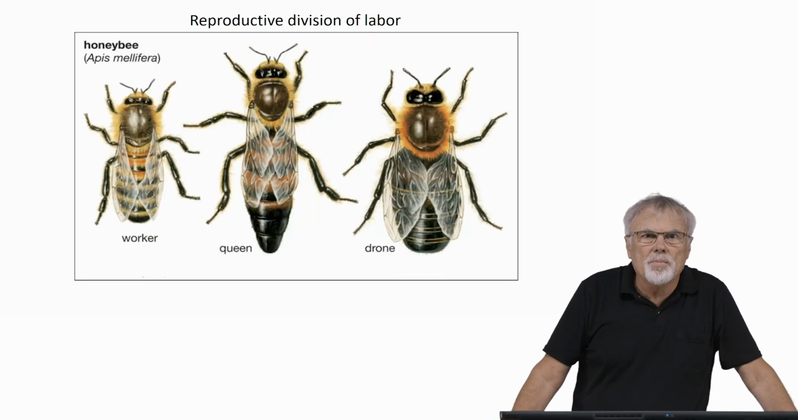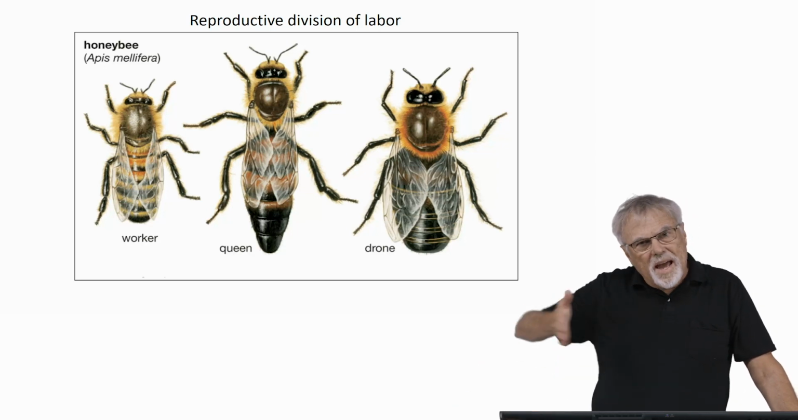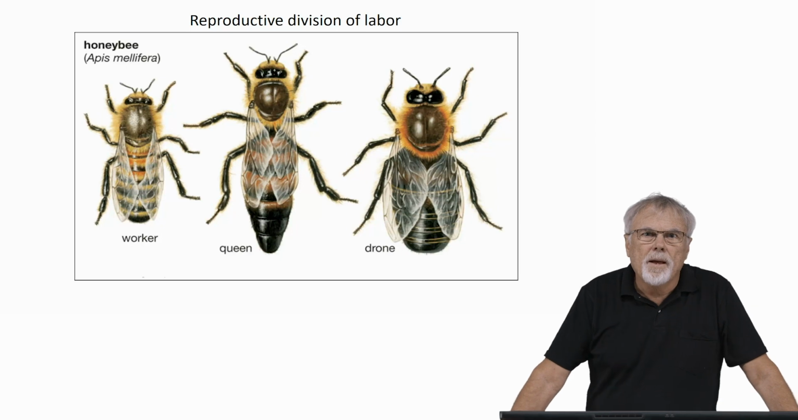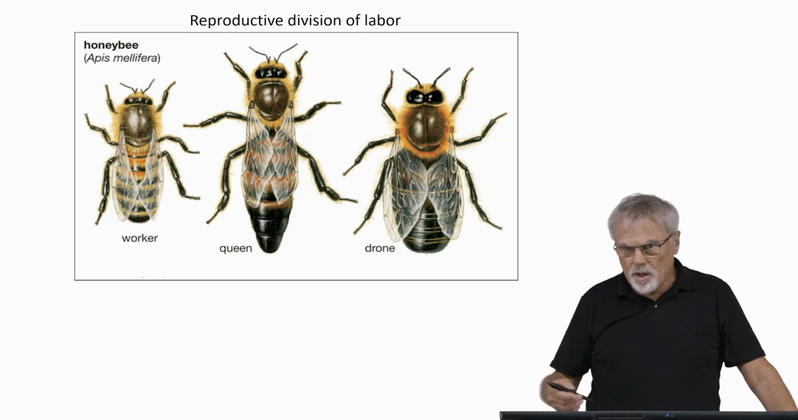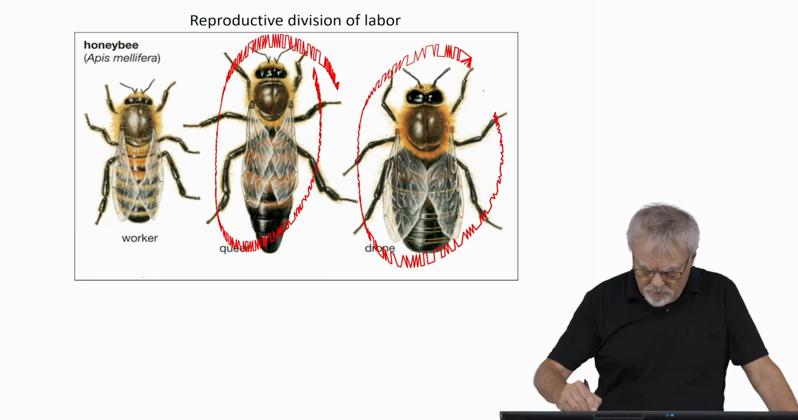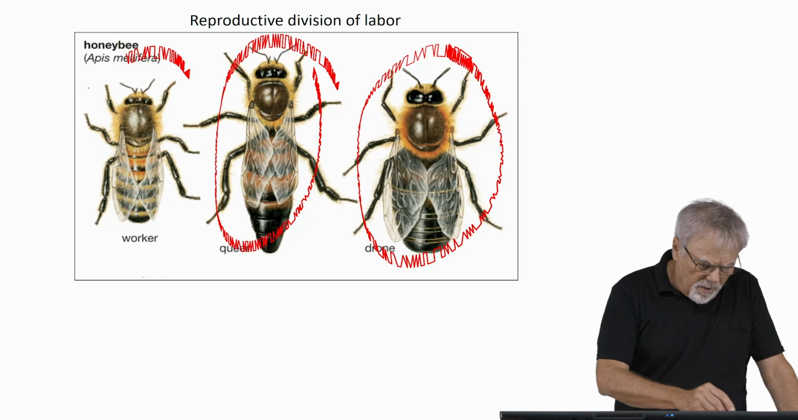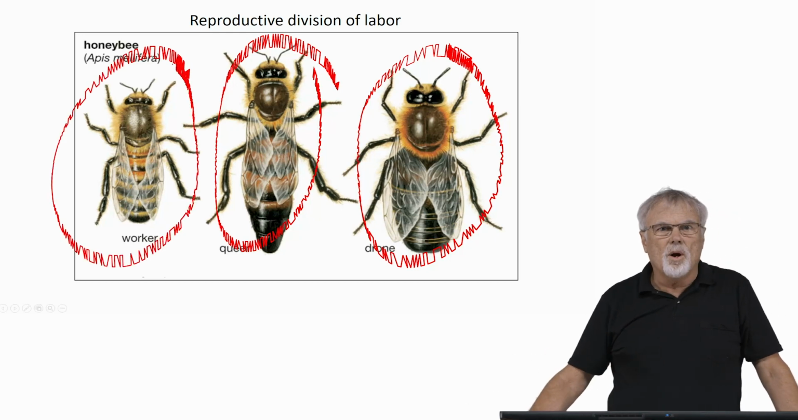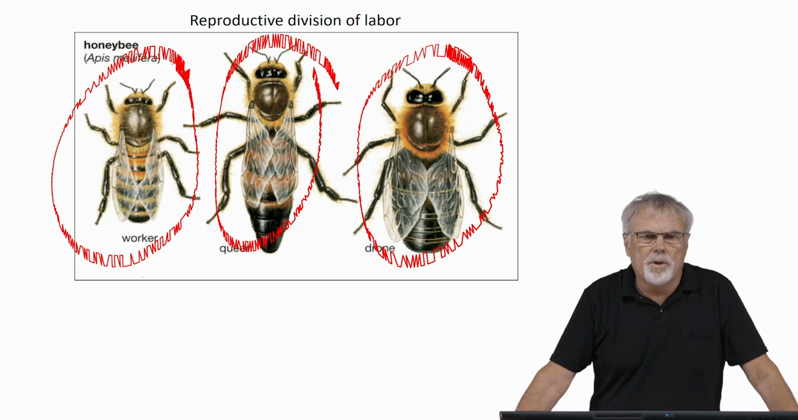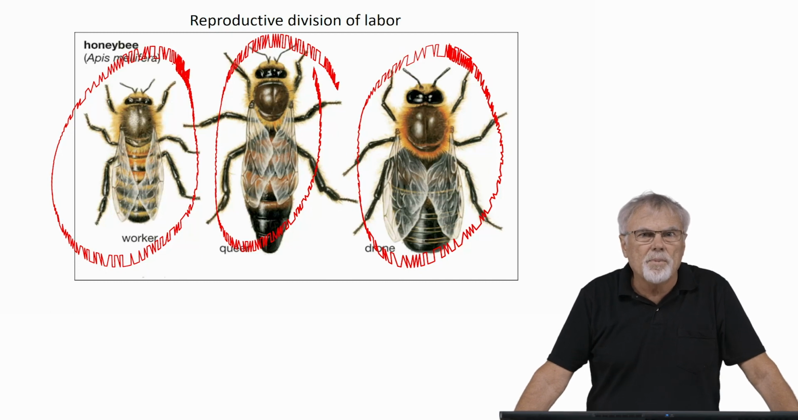There's also a reproductive division of labor, which adds complexity to the social structure of the colony. There are 2 reproductive types in the colony. That's the queen and the drone. Then the vast majority of the bees are workers, and these workers are normally not reproductive. It's only under certain circumstances when they can become reproductive and will lay eggs that develop into males.